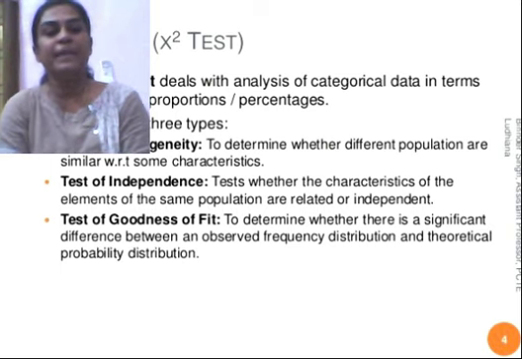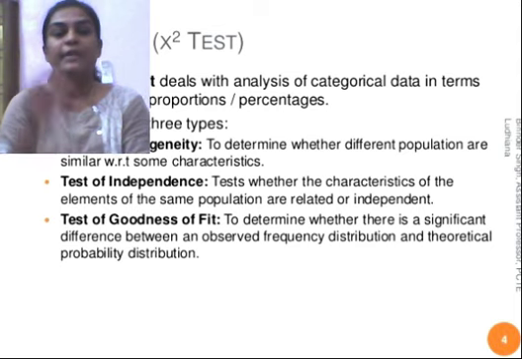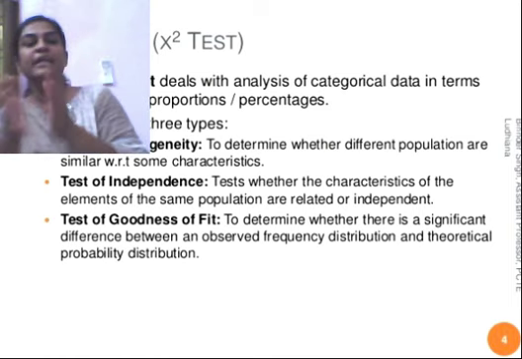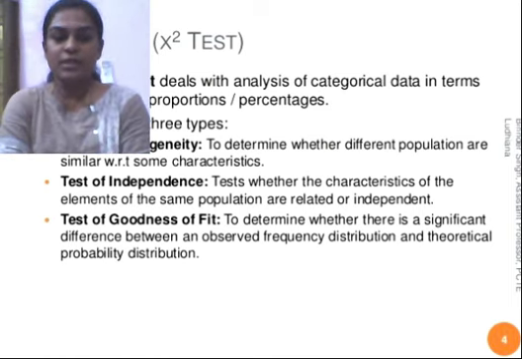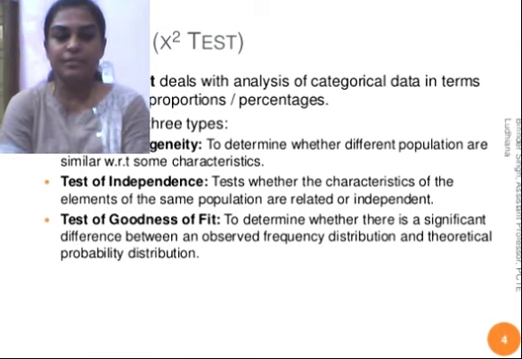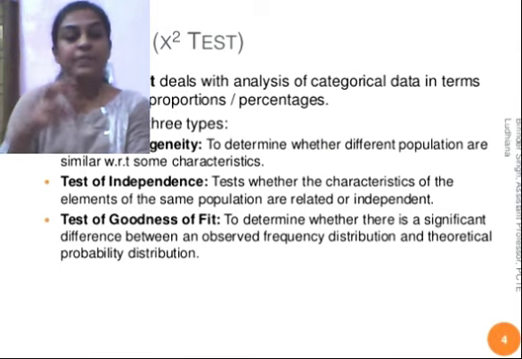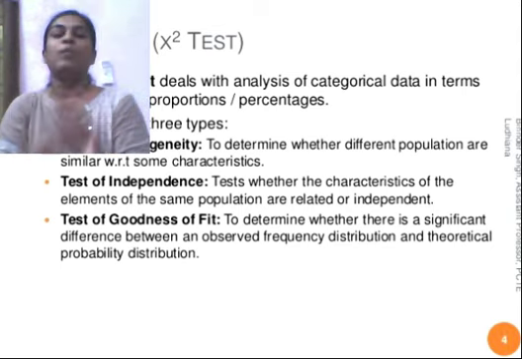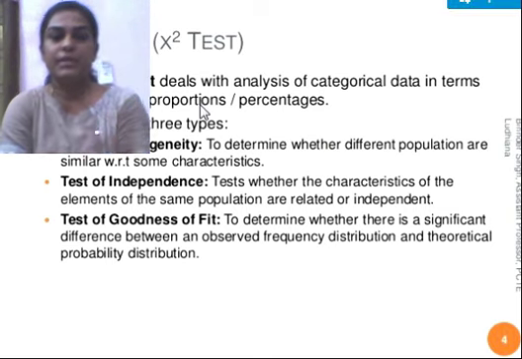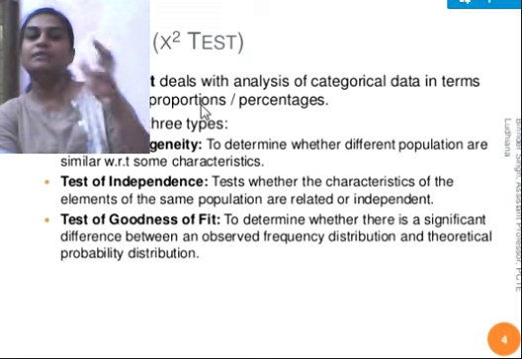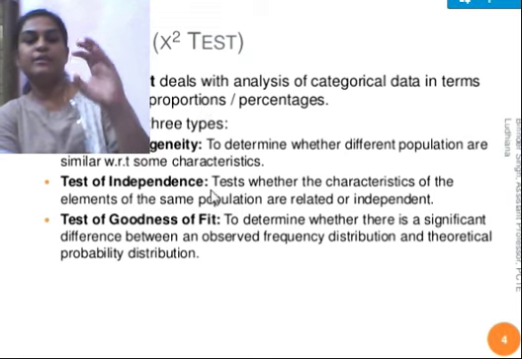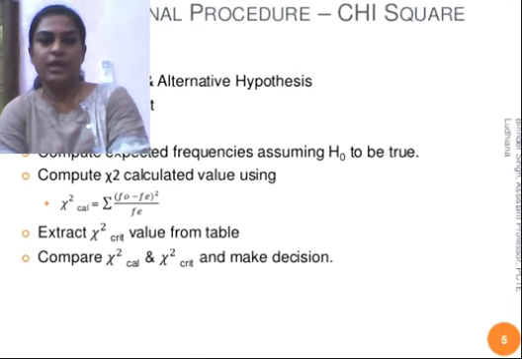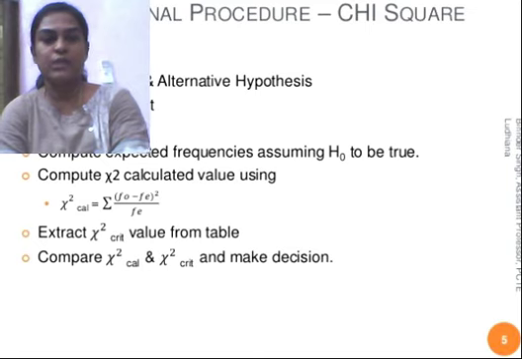The test of independence tests whether the characteristics of the elements of the sample population are related or independent. The test of goodness of fit determines whether there is a significant difference between an observed frequency distribution and a theoretical probability distribution. So you can understand that the chi-square test helps with the test of homogeneity, test of independence, and test of goodness of fit. Let me tell you the conceptual procedure of the chi-square test.